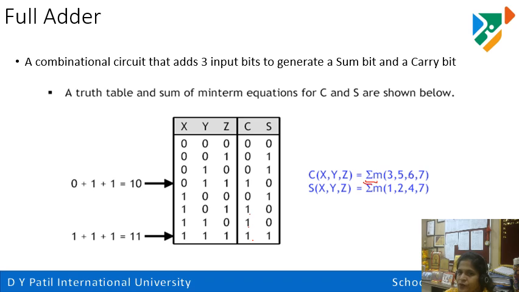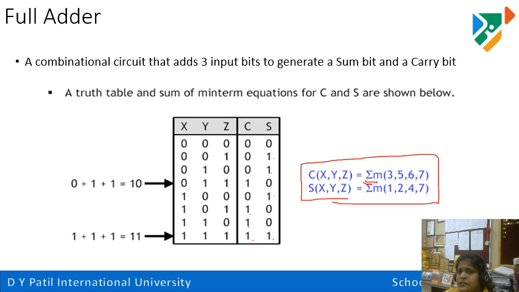So in case of a sum, what is it? In sum, 1 will have a value 1, 2 is having, 4 has and 7 has, and hence we are writing it. This also we have seen in the previous lecture, right? How to write the min term. Wherever the output goes 1, those input terms we have to consider. That is how it is, right? So how did we write it is what is given here.